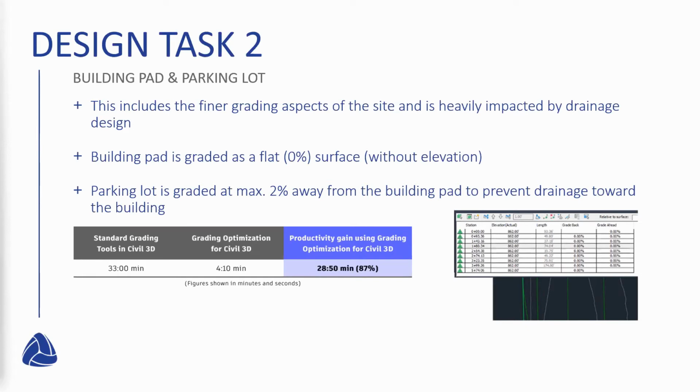So when doing the building pad and parking lot gradings with the standard grading tools in Civil 3D, it took around 33 minutes. But when using the grading optimization tool for Civil 3D, it took 4 minutes and 10 seconds. That equates to a total productivity gain of 28 minutes and 50 seconds. That is around 87% productivity gain when looking at building pad and parking lot design. Okay. And as we all know by now, the grading optimization does run through thousands and thousands of iterations to provide a more accurate design.